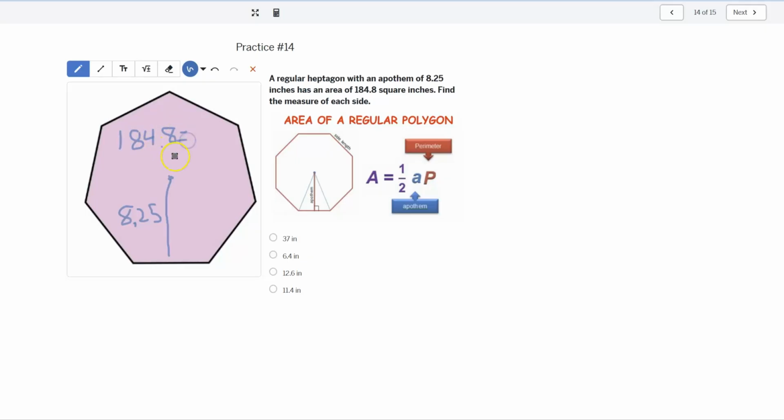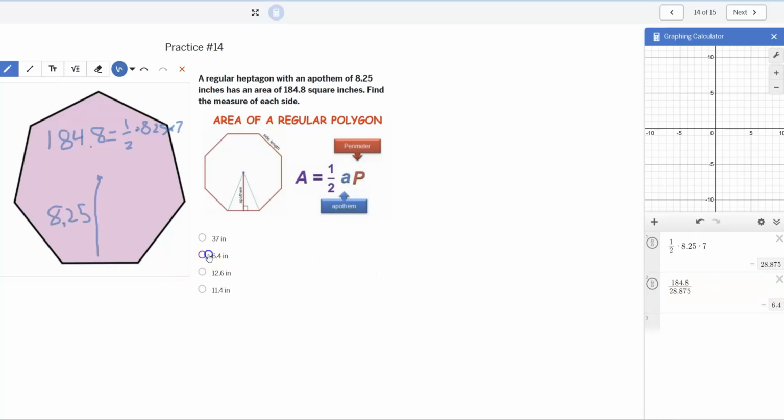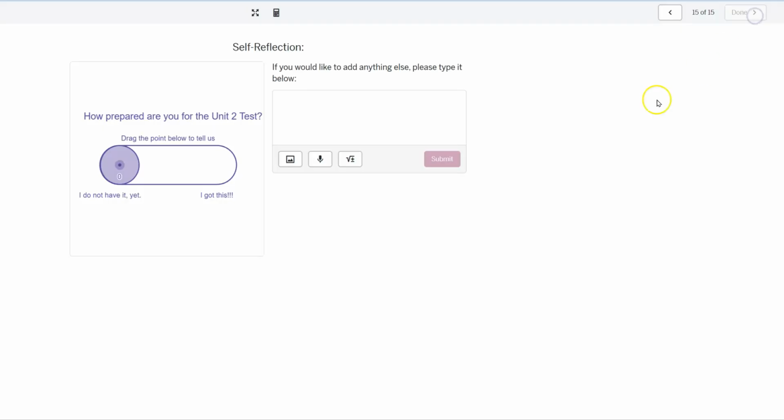And it's the same thing as that last problem. We know that it's going to be equal to 1/2 times our apothem, which was 8.25. We know it's 7-sided, but we don't know the length of each side. Well, so we're just going to go through and calculate the same thing. 1/2 times our apothem times the fact that it's 7 sides. Now we know what to divide the area by to find what each side is. So since our area was 184.8, we're going to divide that by 28.875, and we get that each side is 6.4.